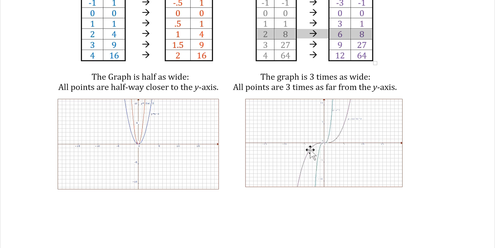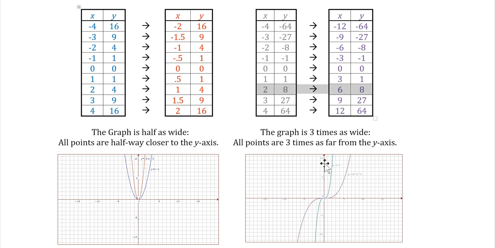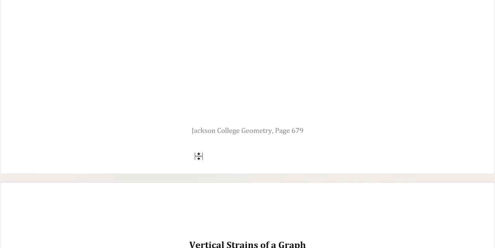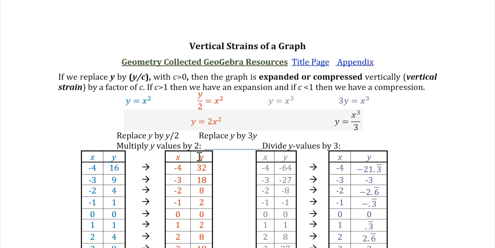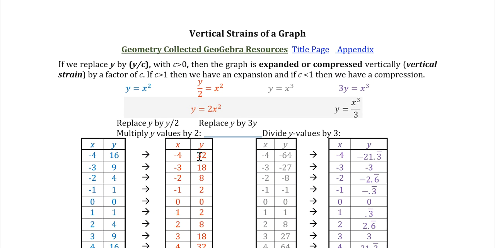So this one, one might call expanded or stretched horizontally, whereas this one over here was compressed or squished horizontally. Remember, the x is the horizontal variable, so this is a horizontal strain. We can also do vertical strains by doing the same thing to the y instead.